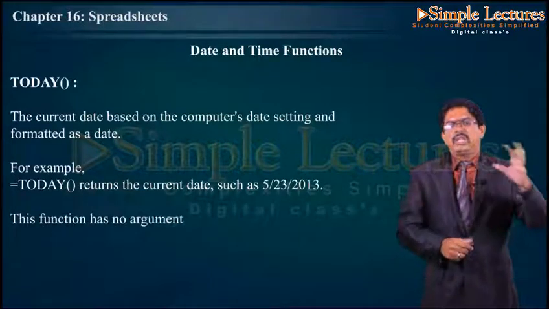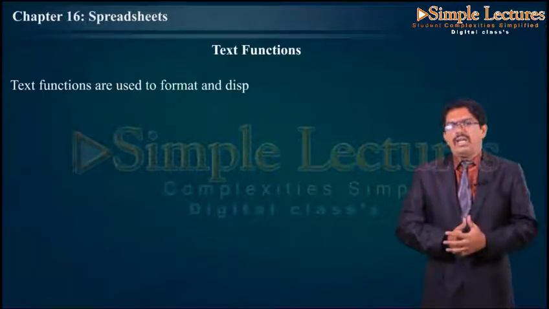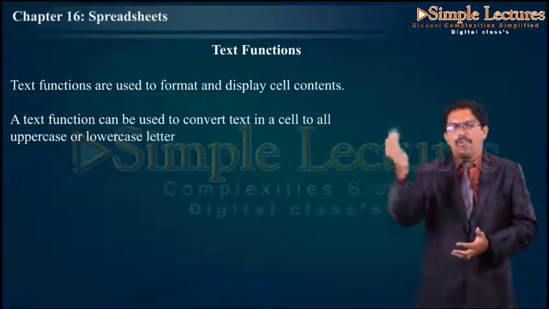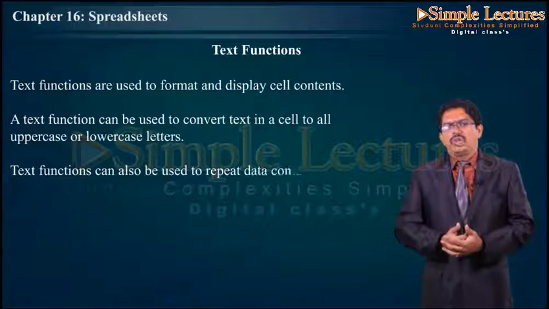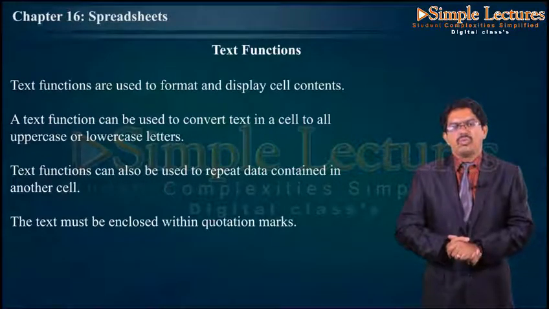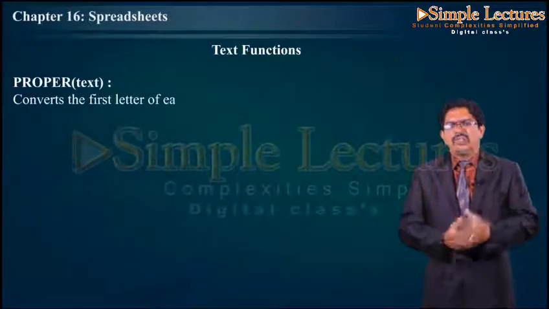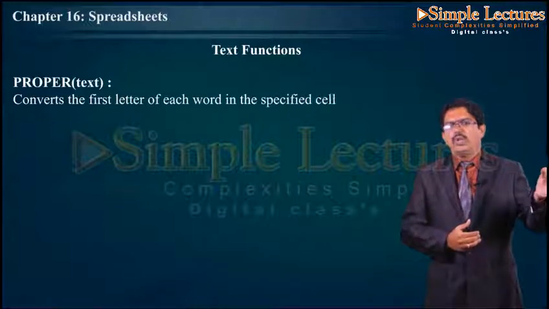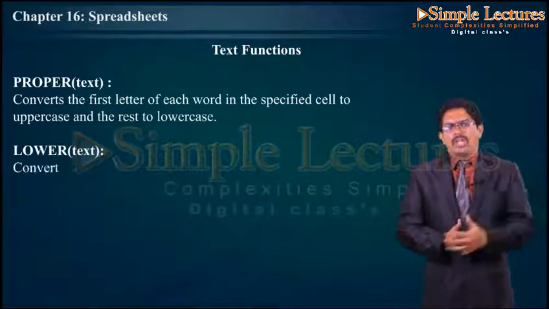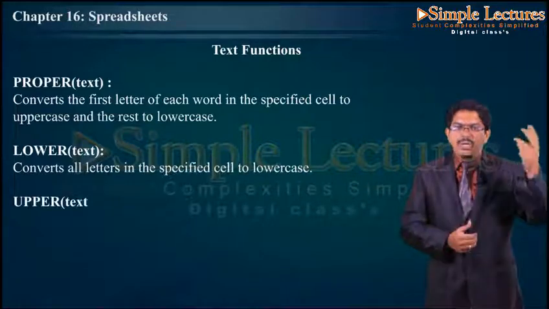Text functions are used to format and display contents. They are used to convert text from uppercase to lowercase, and the text is enclosed with quotation marks. PROPER(text) converts the first letter of each word to uppercase and the rest to lowercase. LOWER(text) converts all the text to lowercase. UPPER(text) converts all the letters to uppercase.